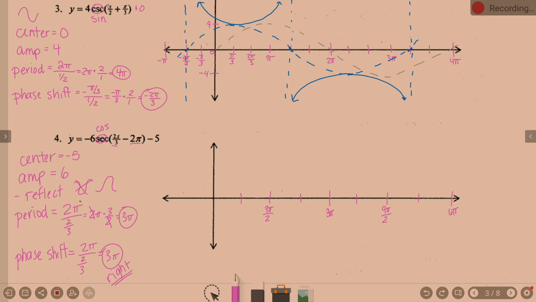Oh, you know what? I never did label my amplitude and center line, did I? Okay, minus 1 for Mrs. Sargent. Got it. Center line is -5. Now, you can make 6 little marks up, or just make 1 mark and label it 6. Up 6 from -5 is 1. Down 6 from -5 is -11.